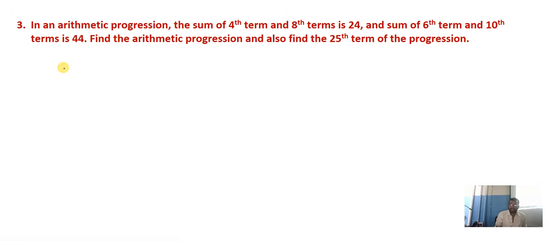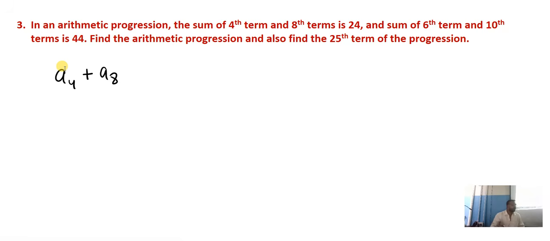See here. In an AP, the sum of, sorry, it is not the sum of 4 terms. This is the sum of the 4th term and 8th term. Sum means plus. Please, most of them will get confused here. They will see sum of 4th term and say S4, that is sum of 4 terms. This is sum of the 4th term. Sum of the first 4 terms is different. Sum of the 4th and 8th term is different.